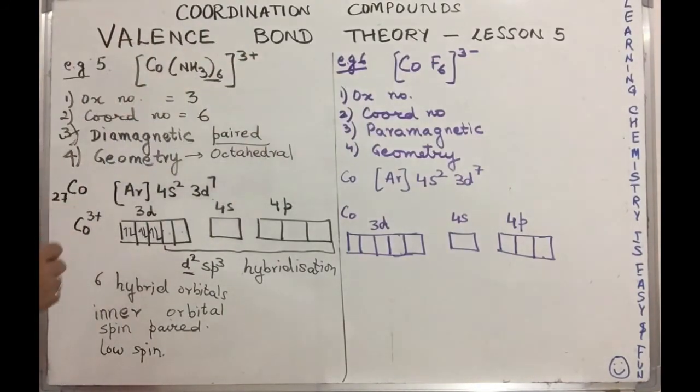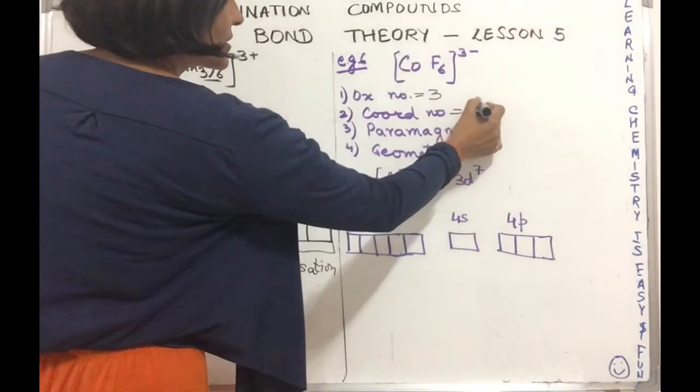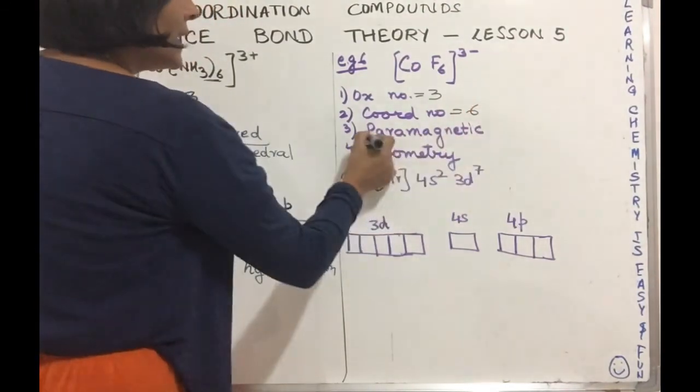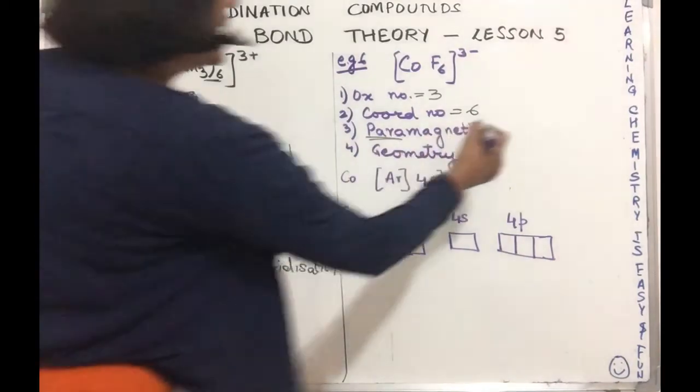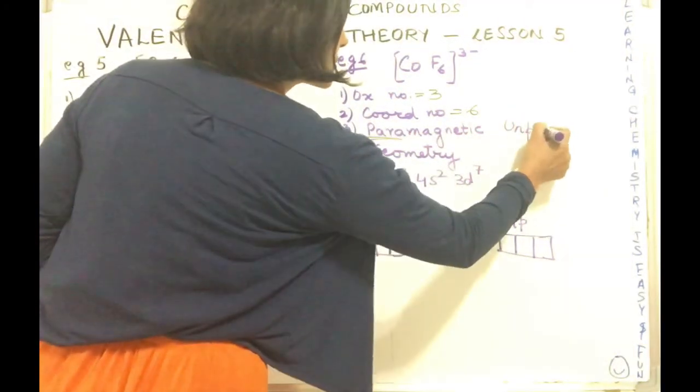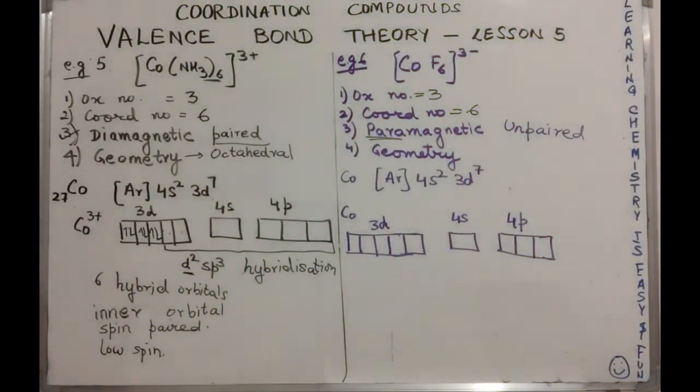Example 6. Did you try it yourself? Were you able to do it? Okay, I like that smile. Oxidation number again 3. Coordination number 6. But it is paramagnetic, right? So how do you explain this paramagnetic behavior? It means it should have unpaired electrons. Correct? Geometry we have to see next.